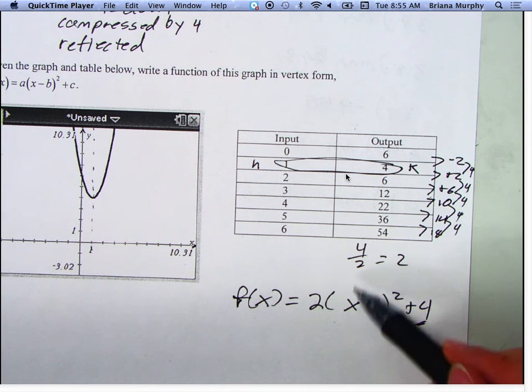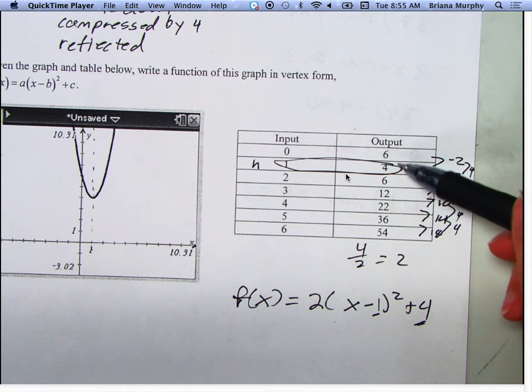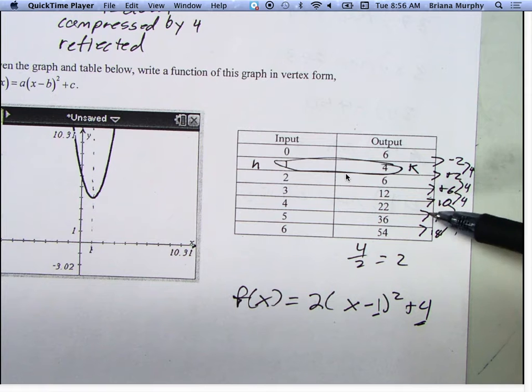Now I'm trying to figure out what my A value is. And A is half the second difference. So I figure out my first differences. 6 to 4, I say negative 2. 4 to 6 is positive 2. 6 to 12 is 6. 12 to 22 is 10. 22 to 36 is 14. And 36 to 54 is 18.